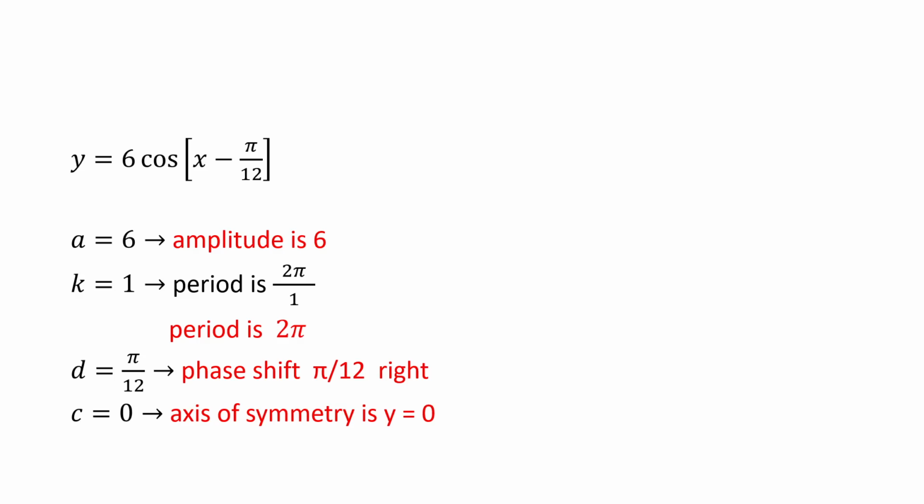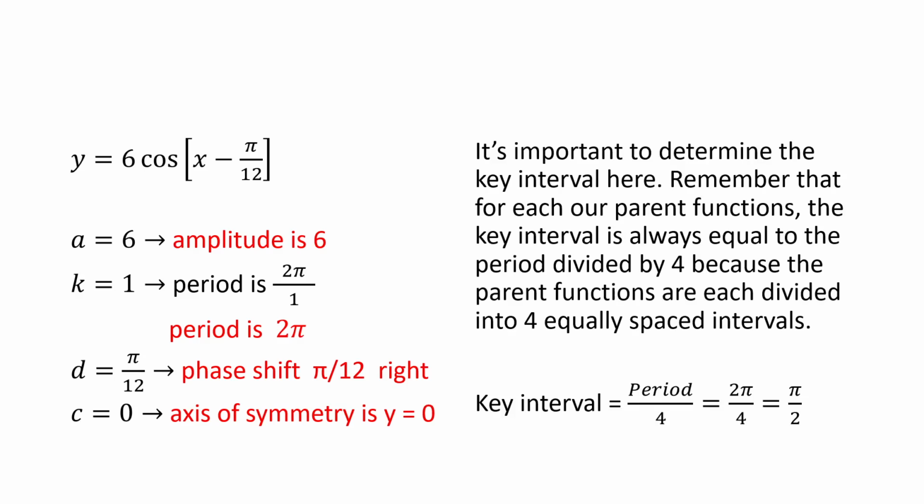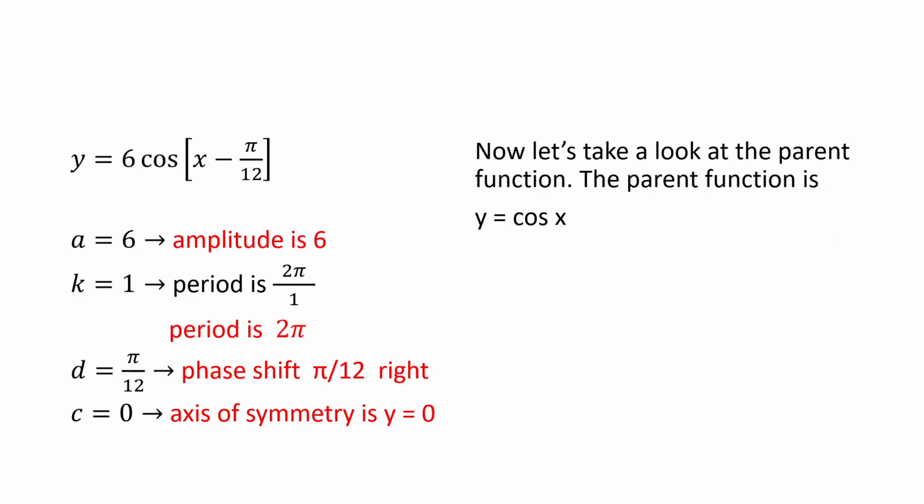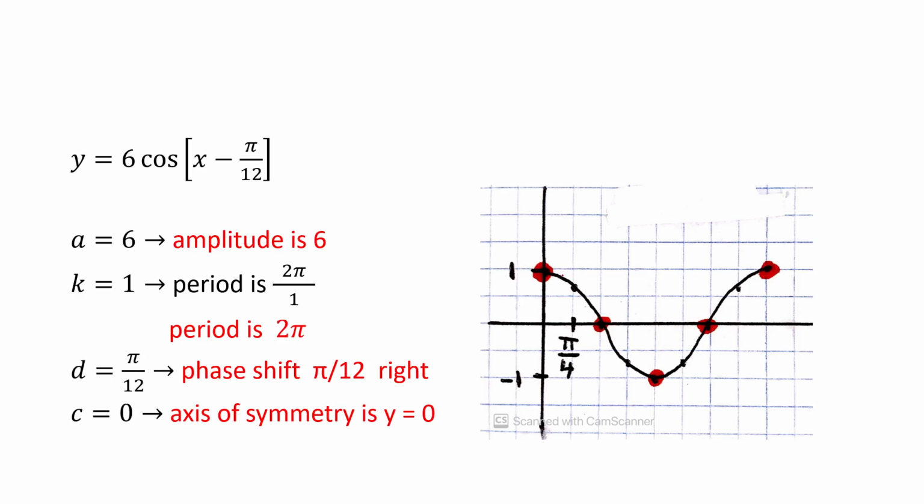Okay, so this is what we get. Now, since our period is 2 pi, our key interval will be 2 pi divided by 4. It's always the period divided by 4. 2 pi over 4 is the same as pi over 2. Now, when we look at the parent function of y equals cos x, we see that we have these 5 key points shown here. Remember, our 5 key x coordinates will always be d for the first, d plus a key interval for the second, d plus 2 key intervals for the third, d plus 3 key intervals for the fourth, and d plus a period for the fifth.